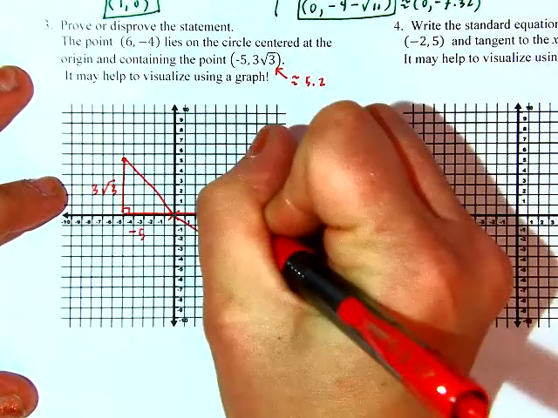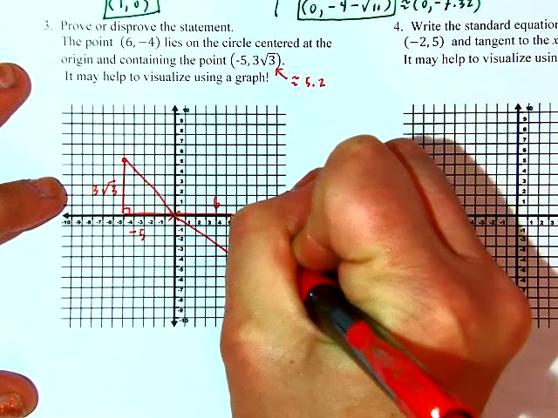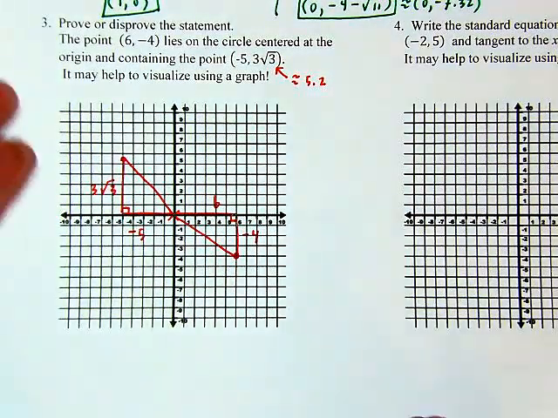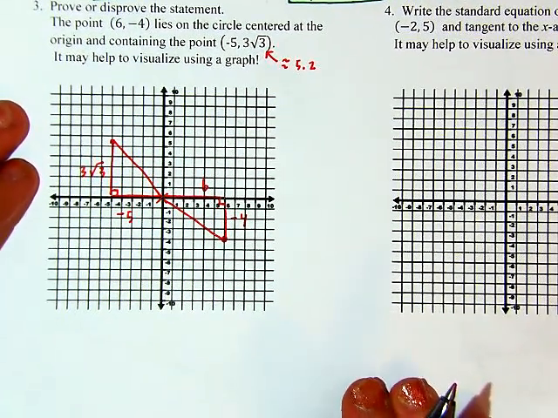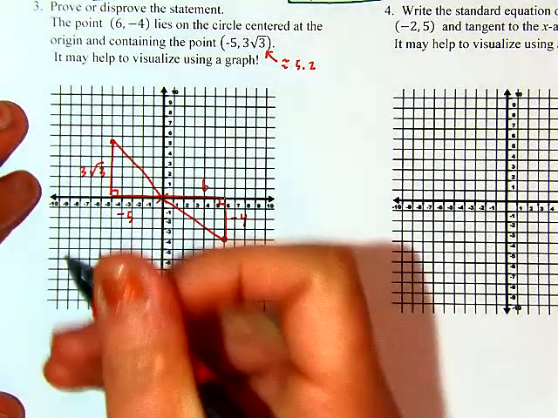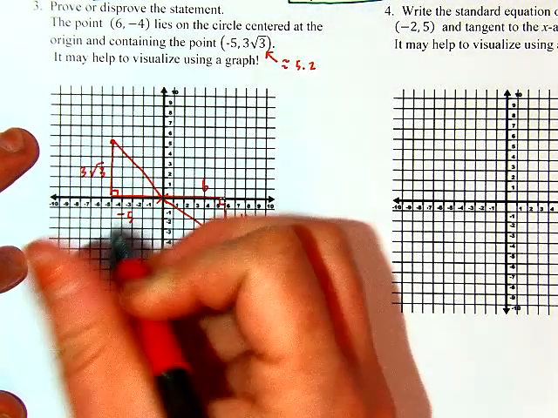Here would be the 6 and the -4. All right, so I'm visualizing those 2 right triangles. So let's say I look at the one right here. Let's picture Pythagorean Theorem to get to that radius.